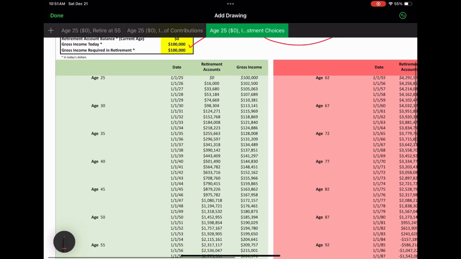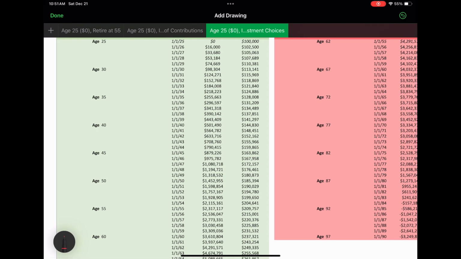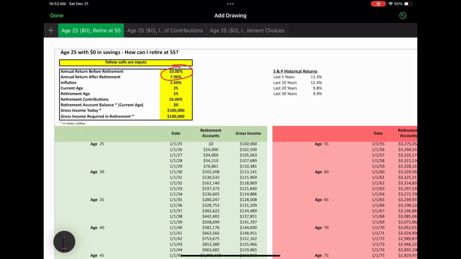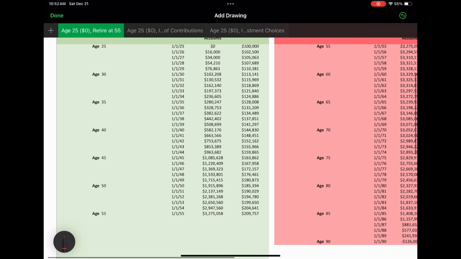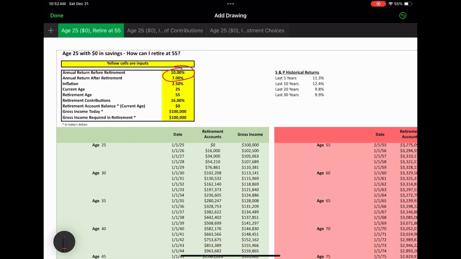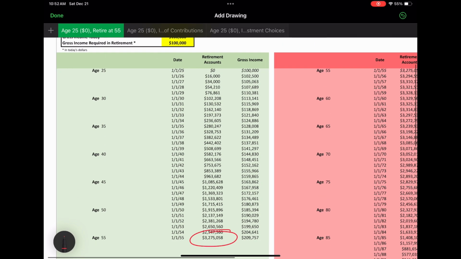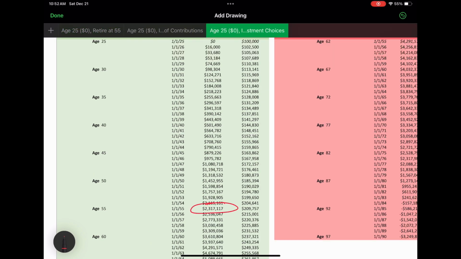So we get down here to the age of 55, which is where we retired in the other analysis. You can see at 55, we have a little over $2 million. We look at the other analysis. At 55, we had $3.2 million. So just by lowering the before-retirement rate of return by 2%, it changed how much money we had at 55 by $1 million. So let's go back to that so we can see it's $1 million lower.